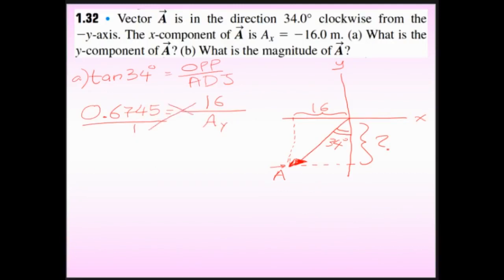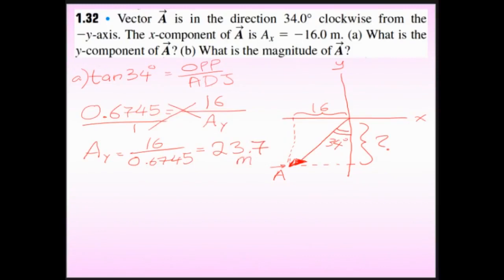Criss cross, which means AY is going to be what? 16 divided by 0.6745. How much is that? That's about 23. You said 0.72. It seems that I have 3 sig figs and 3 sig figs, so I should stick to 3 sig figs. So 23.7. In what unit? In meters.